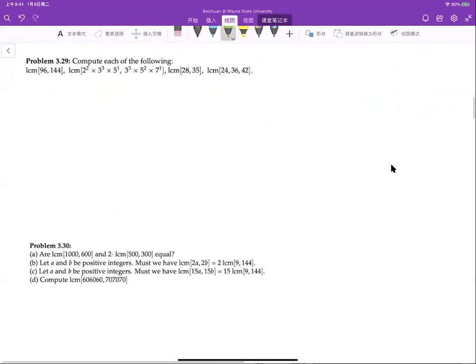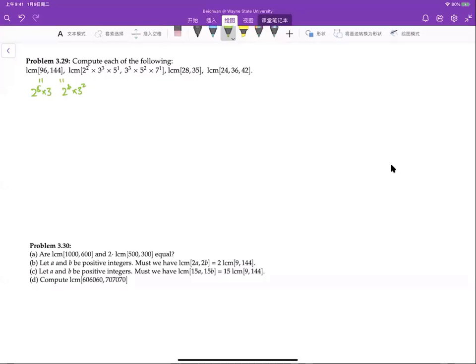Then let's do one practice. So let's find the 4 LCMs. In the next problem, there are 4 questions. Can anyone find the LCM of 96 and 144? So let me factor them. 96 equals 2 to the 5th times 3. And 144, what is 144? So that's 2 to the 4th times 3 squared.